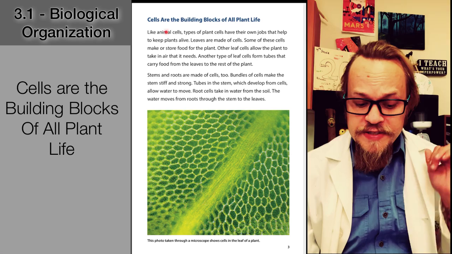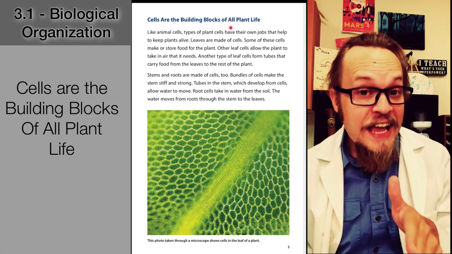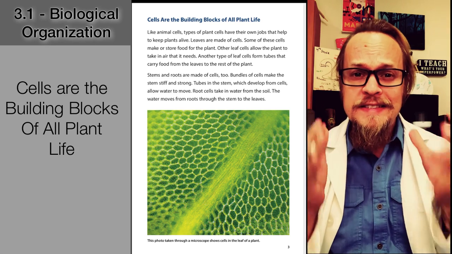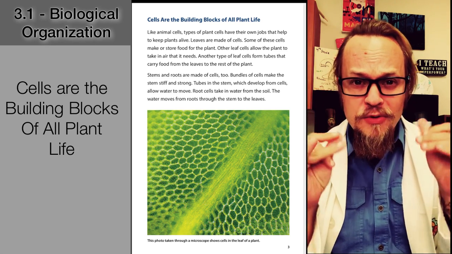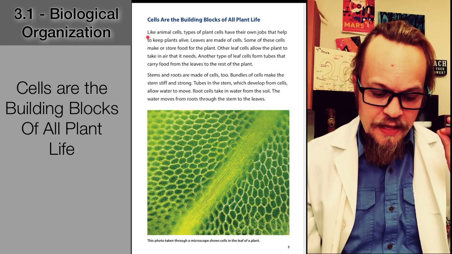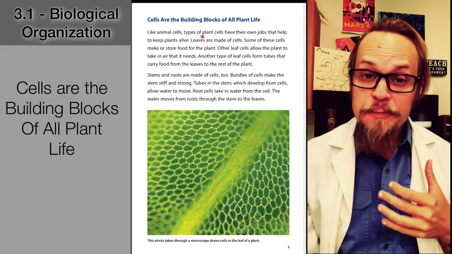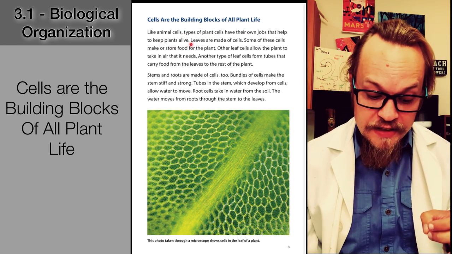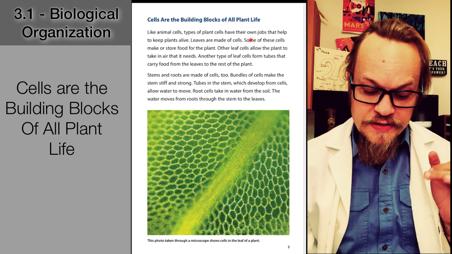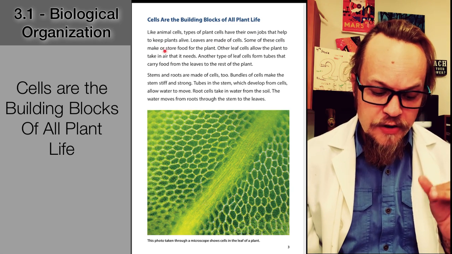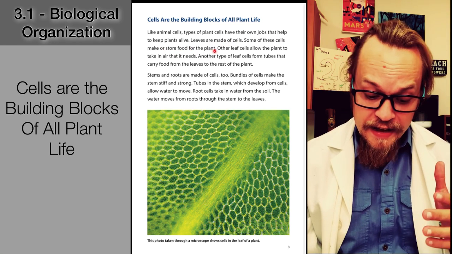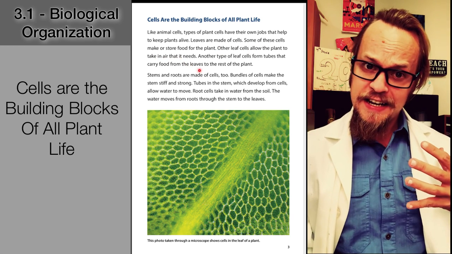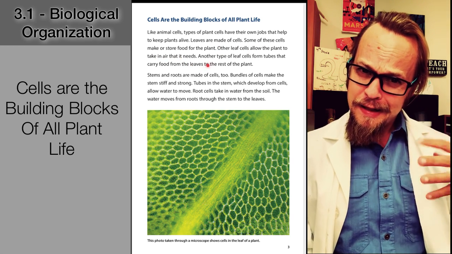Cells are also the building blocks of all plant life. So not only animals, but plants all share cells as our base unit of life. Like animal cells, types of plant cells have their own jobs that help to keep plants alive. Leaves are made of cells, and some of these cells make or store food for the plant.